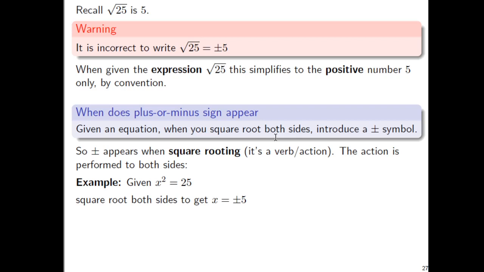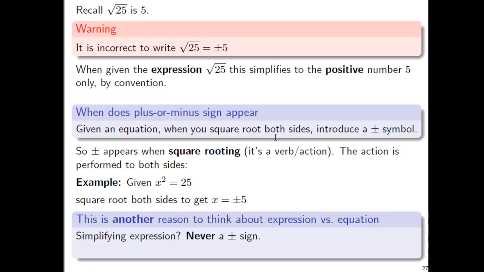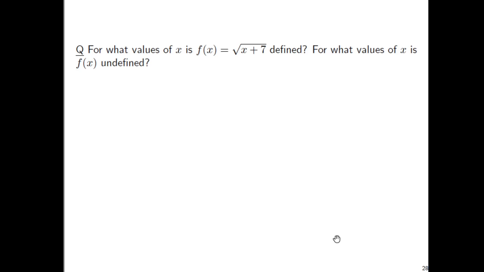So for example, just a tiny example, given x squared equals 25, if you square root both sides, you'll have x equals plus or minus 5. Okay, so the thing is, if you just have the expression root 25, it simplifies to just a plain old 5. That's an expression, versus over here, x squared equals 25 is an equation. This slide is another reason to think about the differences between expression versus equation. So simplifying an expression, there's never going to be a plus or minus sign. When you're solving an equation and you take that step of square rooting both sides, then you must introduce a plus or minus sign.